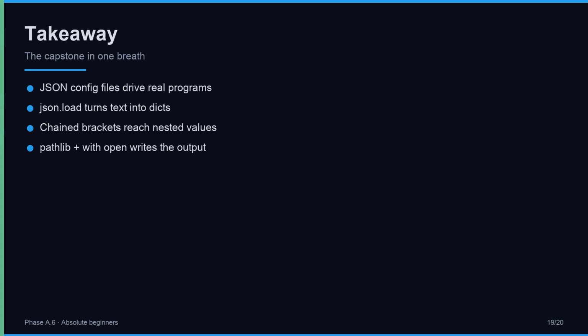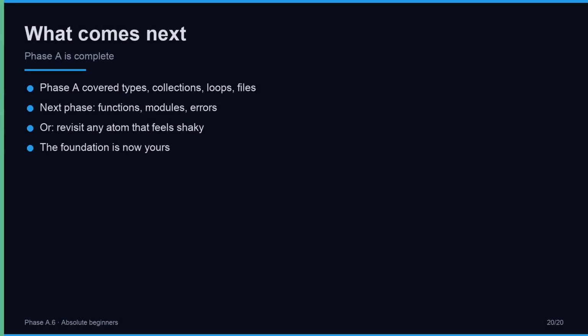Here is the capstone in one breath. Configuration files let you change behavior without editing code. json.load turns the file's text into a Python dictionary. Chain square brackets to reach into nested values like config database host. Pathlib builds robust output paths and with open writes them. Read, parse, use, write. 4 steps, 1 small program, and the foundation of every config-driven script you will ever write. Phase A is complete.